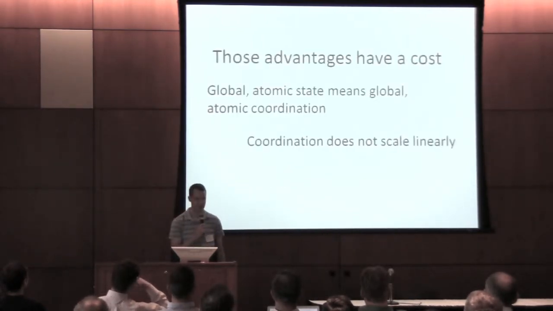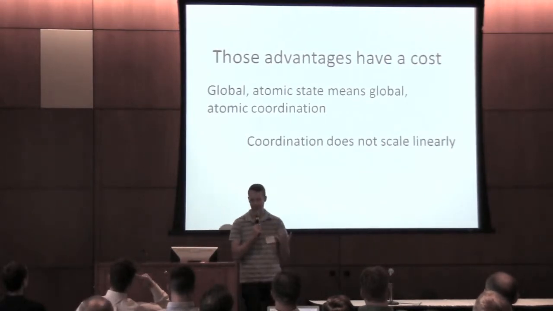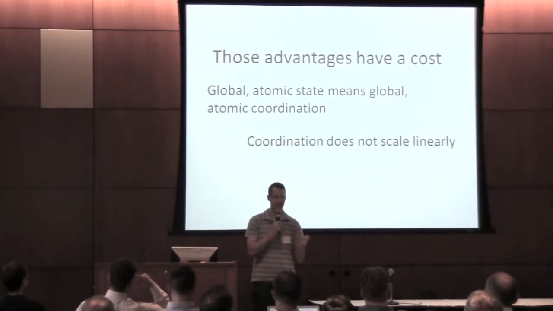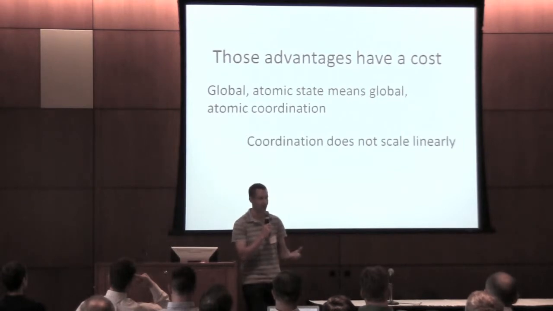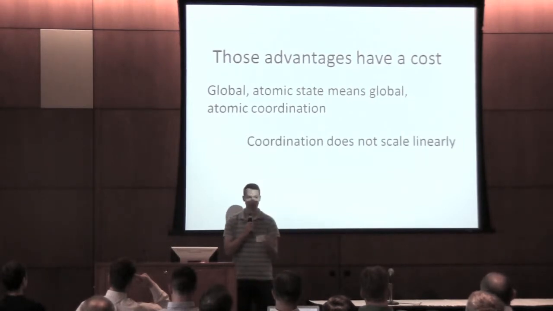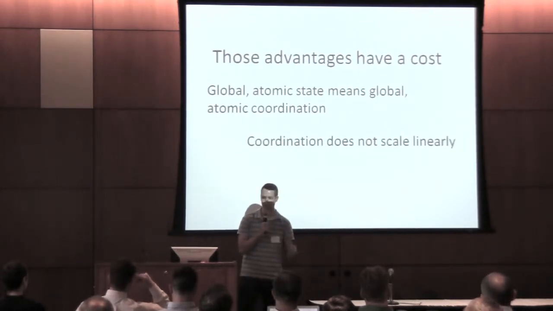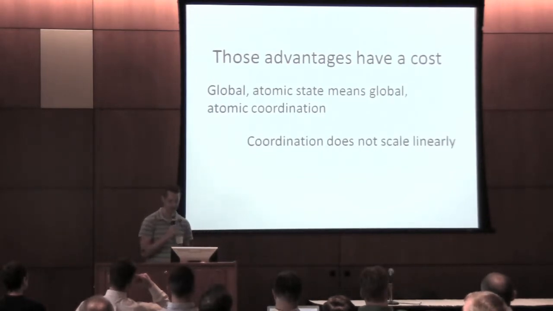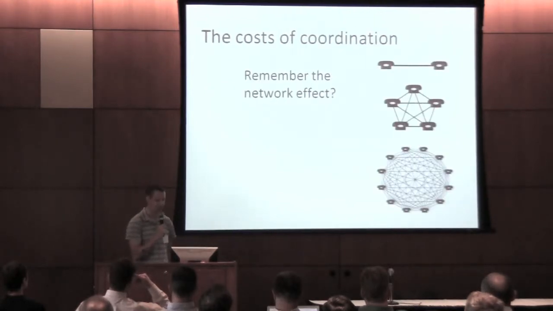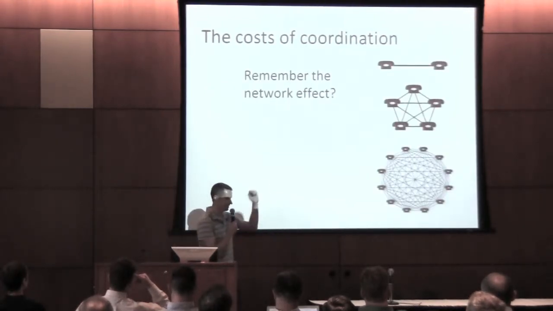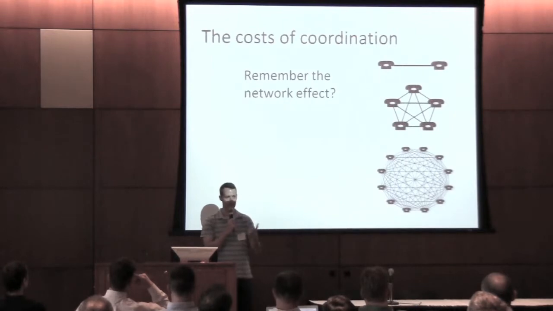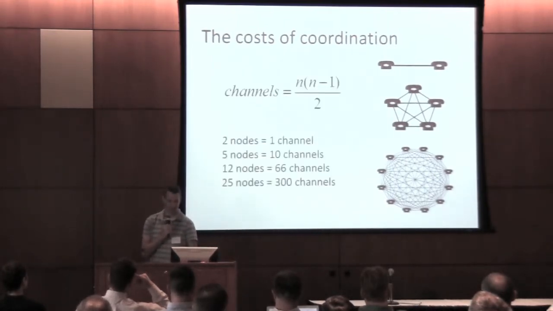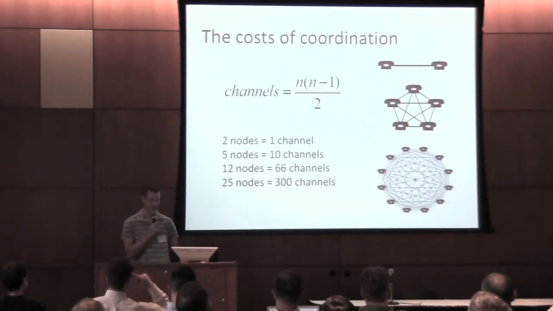But all those advantages of the relational database model come with a cost. These great advantages, the ACID properties and globally consistent state, mean global coordination across all the processes in a big database, and this type of coordination doesn't scale linearly. If you think back to the network effect, you may have seen this diagram before. If you have two devices, there's one channel between the two. If there are 5, there's 10. And it actually grows basically as n squared as the number of devices grows.